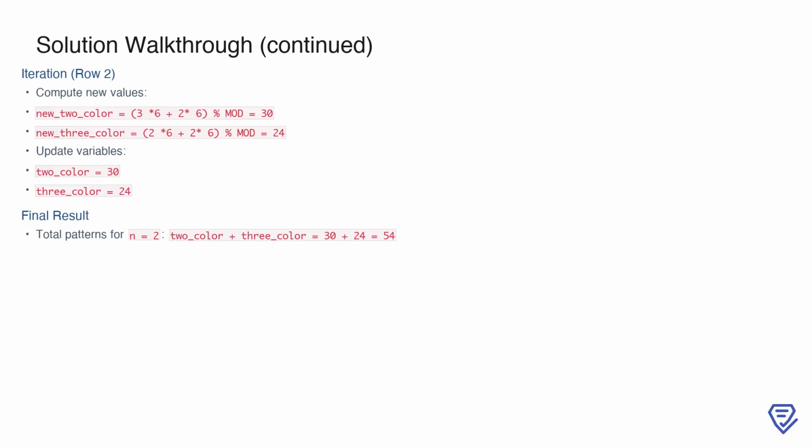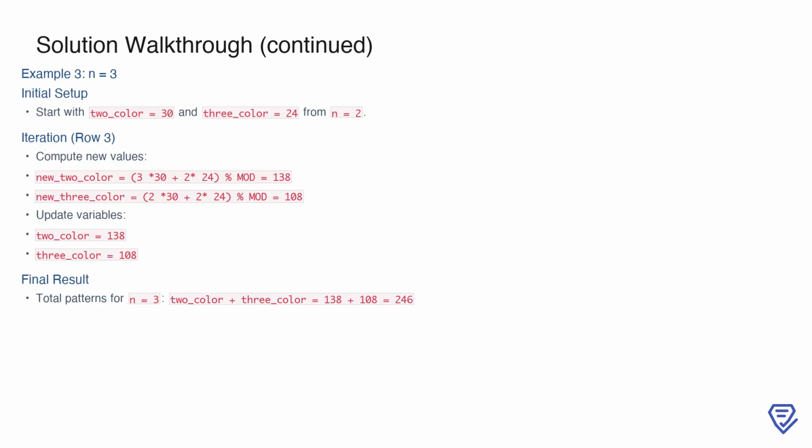Now, let's examine the case where n equals 3. For this, we start with the same initialization: mod is 10 to the power of 9 plus 7, 2_color starts at 6, and 3_color also starts at 6. With n equal to 3, we'll need to calculate the pattern counts for two additional rows, using the relationships we established earlier. For the second row, the calculations are done the same way as before.